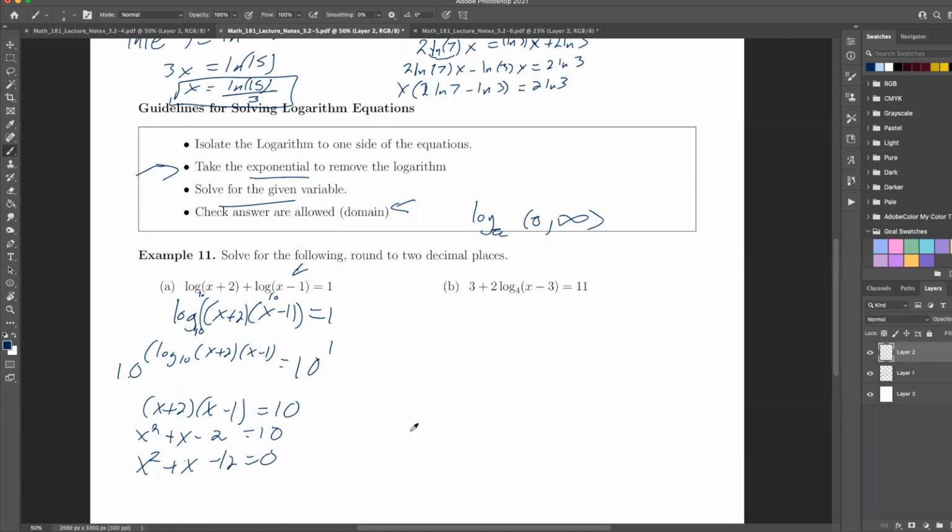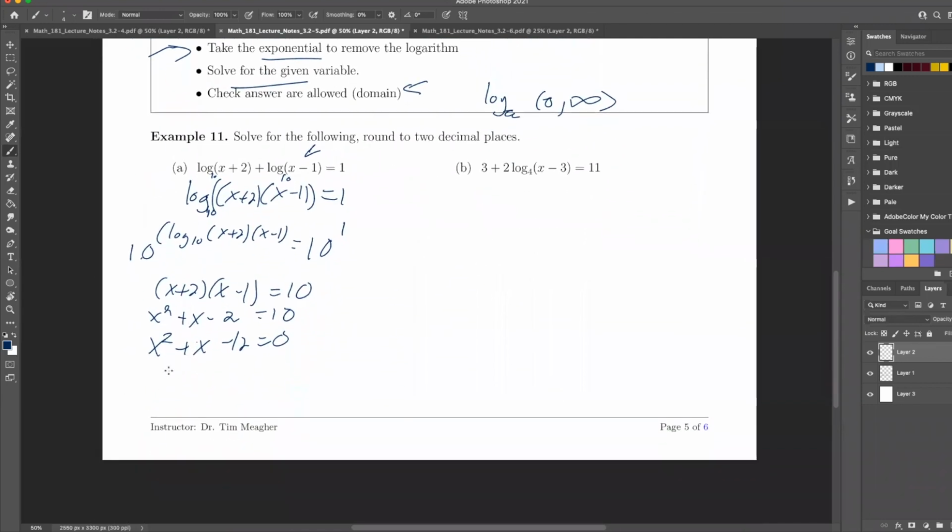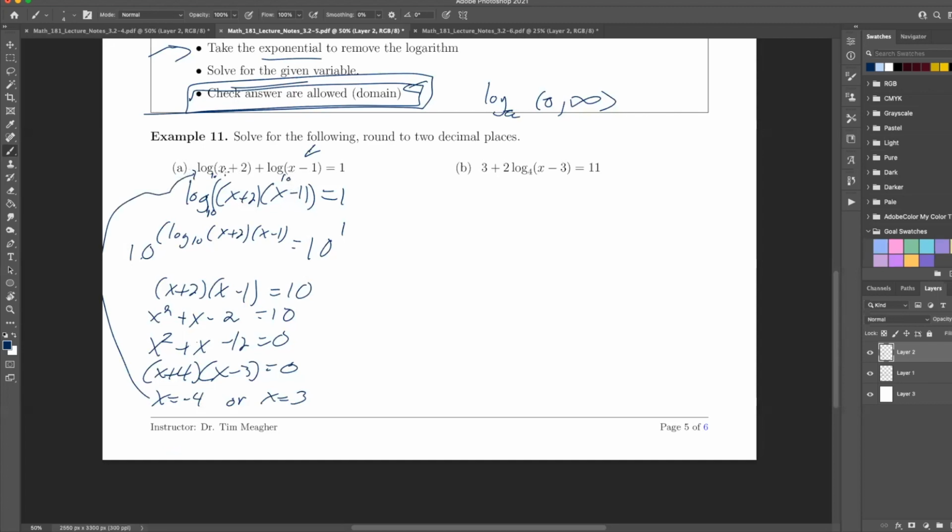Then you refactor it. That would be x plus 4 and x minus 3 equals 0. So that means either x is equal to minus 4 or x is equal to 3. But notice we need to check the domain. We have to do this step, okay? If I plug in negative 4 all the way back into the original, I get log of negative 2. Well, can I do that? No. Log has to be between 0 and infinity. So this is not in the domain, and you have to throw it away. So the only answer here is x equals 3.